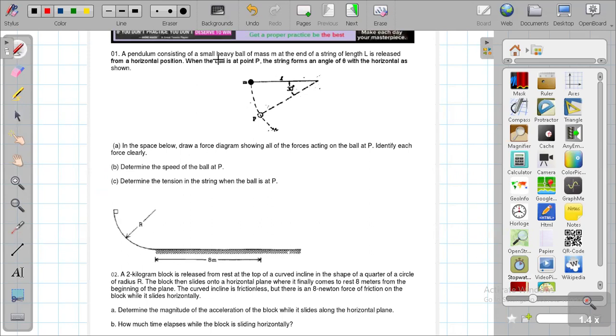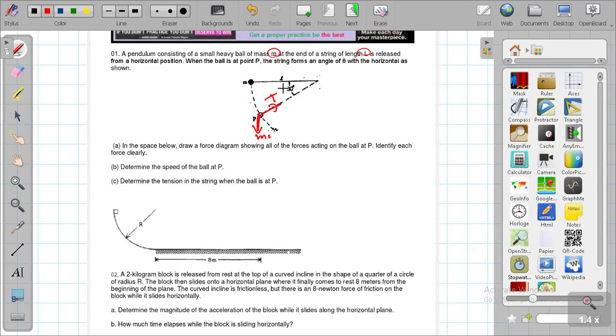A pendulum consisting of a very small heavy ball of mass m at the end of a simple string of length L is released from a horizontal position. When the ball is at point P, which is at an angle of theta from the horizontal, as shown. In the space below, draw a force diagram showing all the forces acting on the ball at P. Identify each force clearly. One is the mg force, the other one is the tension of the string.